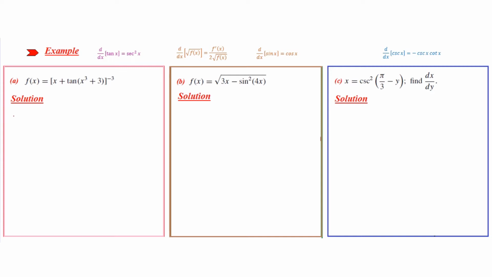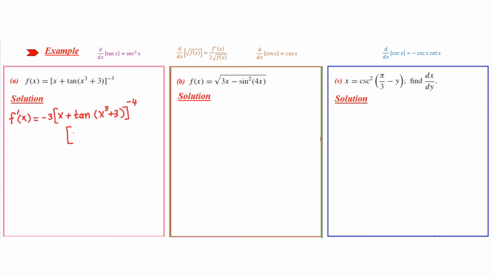So f prime of x equals, by the power rule, we have negative 3 multiplied by x plus tan x power 3 plus 3, all to the power negative 4, because negative 3 minus 1 equals negative 4, multiplied by the derivative of the function inside the bracket.